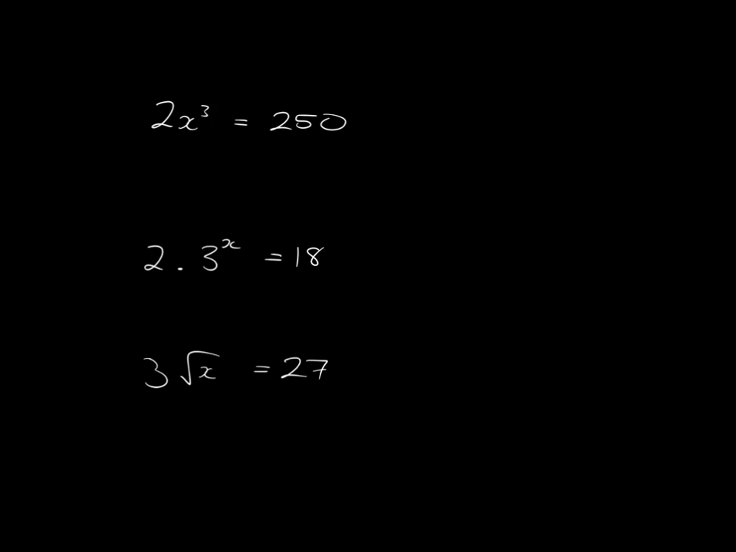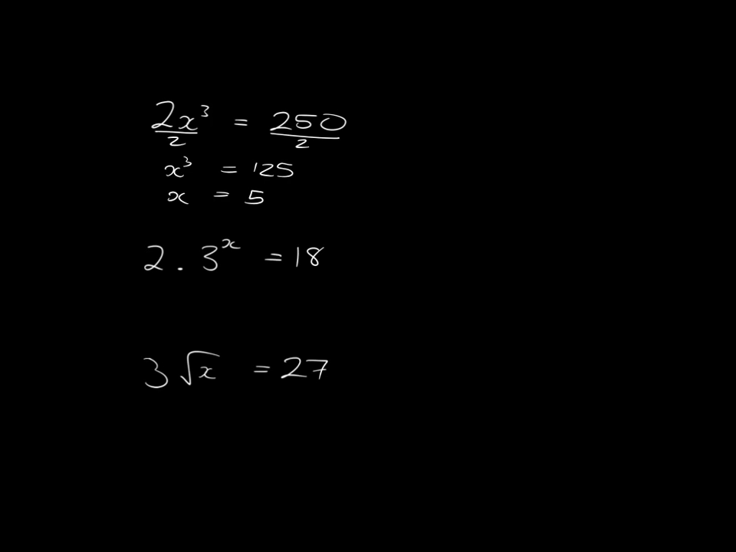So say we have something like 2x cubed is 250. To solve this one, I want to try and get that x cubed on its own. So I'm going to divide here by 2. I must, of course, with equations, if I do that to one side, I must do it to the other. So I'll get x cubed is 125. And hopefully I can immediately see that what I'm asking myself is what number, when I cube it, will give me 125. So the answer is 5, because 5 cubed is 125.